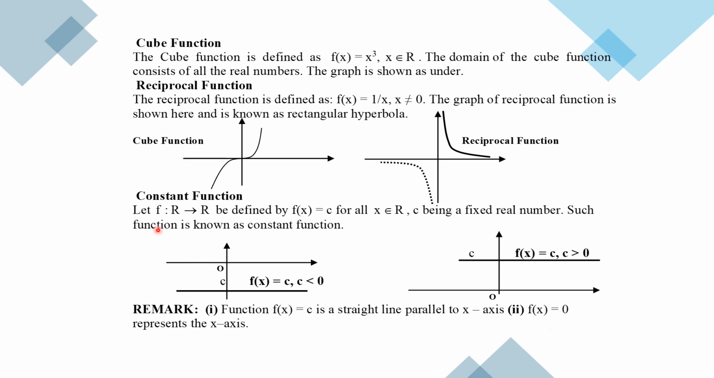Constant function: a function from R to R can be defined by f of x equal to c for all x belonging to R, c being a fixed real number. Such a function is known as a constant function. So the domain of the constant function is all real numbers. You can define the constant function for all real numbers. The function f of x equal to c is a straight line parallel to the x-axis. f of x equal to 0 represents the x-axis. This is the equation of the x-axis, and f of x equal to c is a straight line parallel to the x-axis.